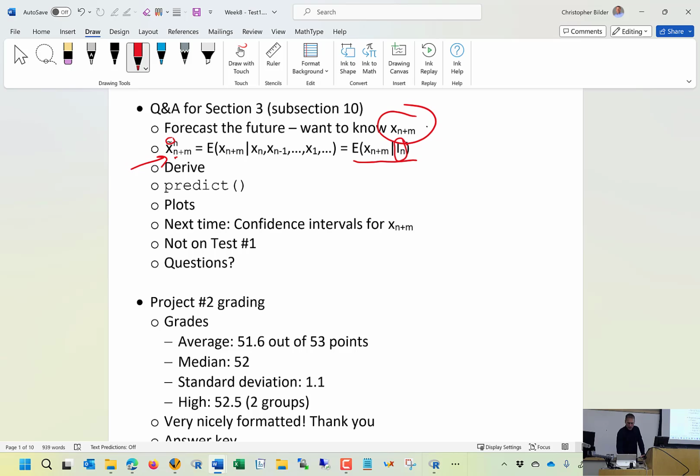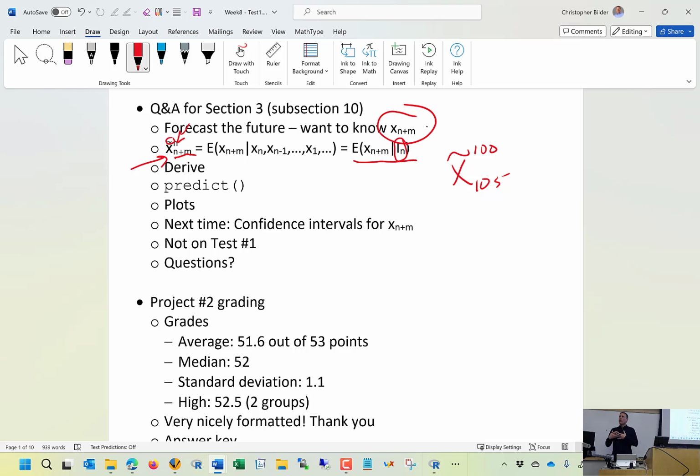What do we want to forecast? We want to forecast the n plus m value. And what information do we have? We have information up to time point n. So if I had something like this, let's say x tilde 105, and then a 100 in the subscript, what that means is that I want to forecast 5 time points into the future, given I have information on 100 time points to begin with. Okay?